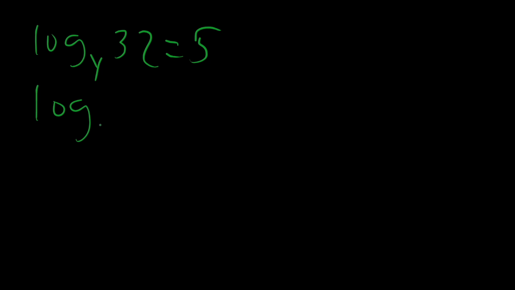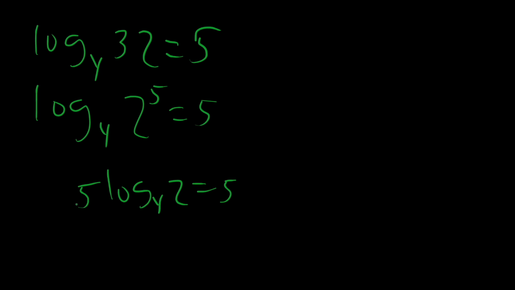So we know 32 is equal to 2 to the power of 5, so log base y of 2 to the power of 5 equals 5. So you can move 5 to the front. Now you can divide both sides by 5. So log base y of 2 is going to be equal to 1. Then you know y must be equal to 2.